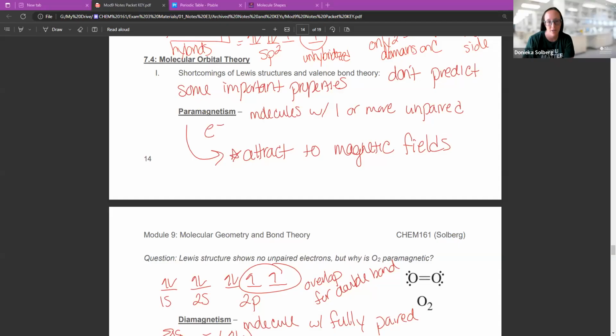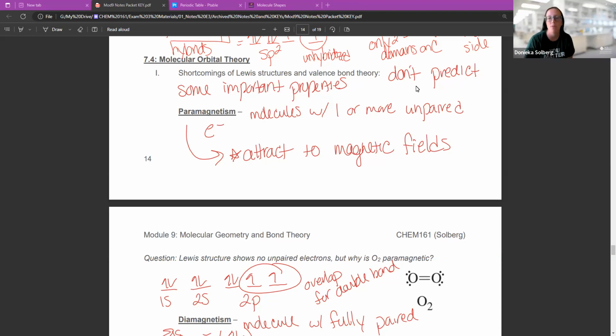Today we're talking about molecular orbital theory, and this one is a little bit more confusing, and you will go into way more depth if you take inorganic chemistry. But I'm just going to introduce it to you, and it explains some of the shortcomings, again, of the other theories, which is why we also have this theory.